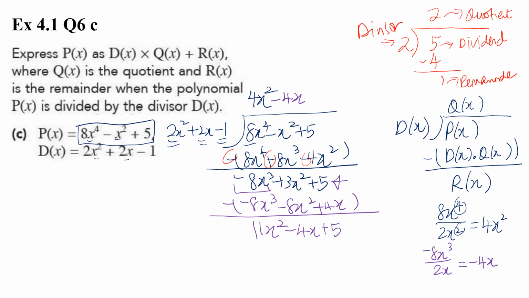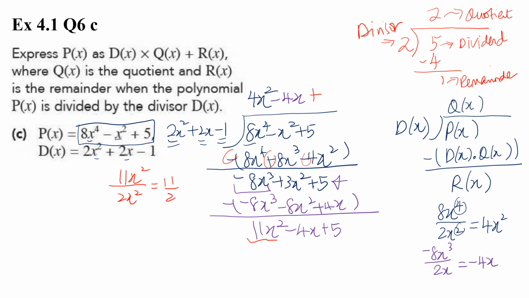Okay, 11x squared. So this one becomes our new dividend. We're going to take 11x squared divided by the first term of the divisor, 2x squared. You end up getting a fraction, which is 11 over 2. So never mind.